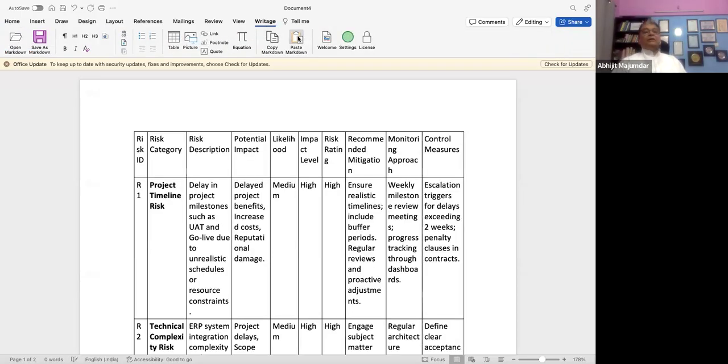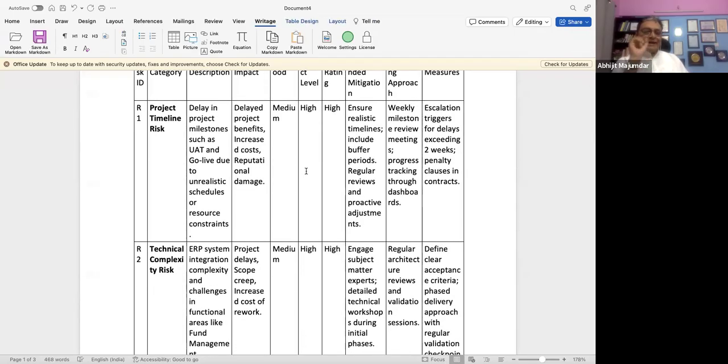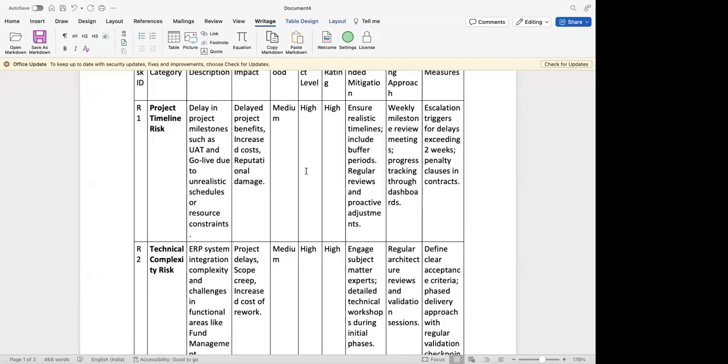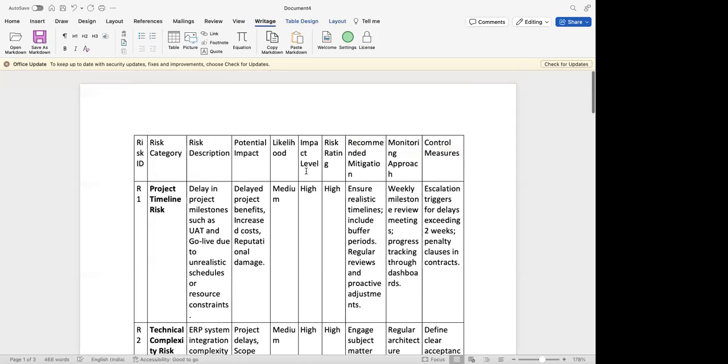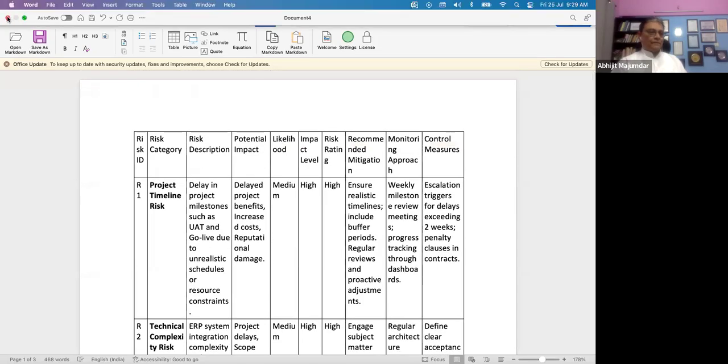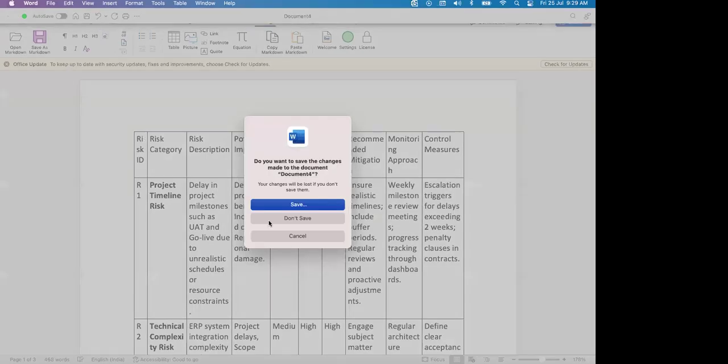Paste markdown language. Now you see project timeline, tech timeline, these are all in bold. Why? Because it added those double asterisks over there. Double asterisks in markdown means the text enclosed within them is printed in bold. So this is what markdown language is. Okay, great. Thank you, Abhijit.